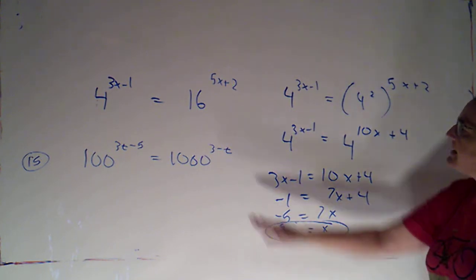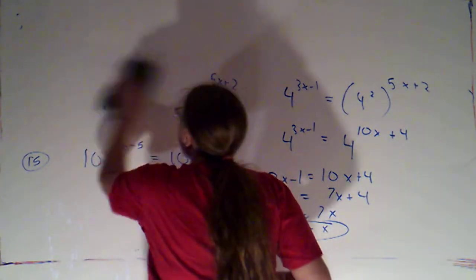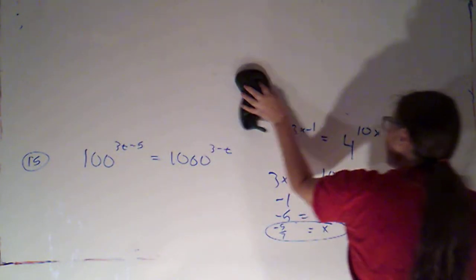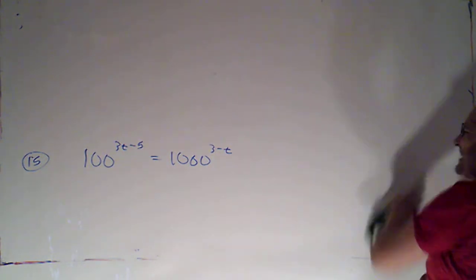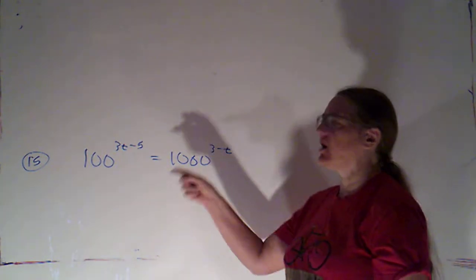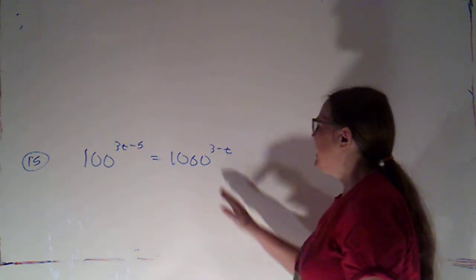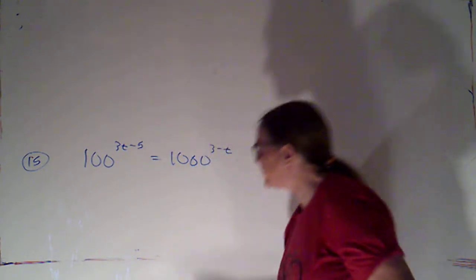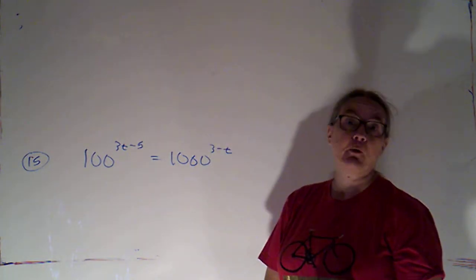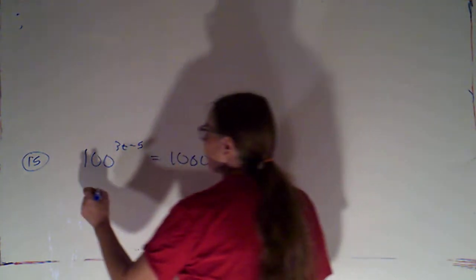Okay. Now the second equation, which is one of the ones from their homework, is a little bit more challenging because 1,000, which is my bigger base, isn't a nice integer power of 100. I could write it as a fractional power of 100, but I think it's easier to recognize that both of my bases, both 100 and 1,000, are just powers of 10. So I'm going to rewrite both sides as a power of 10.